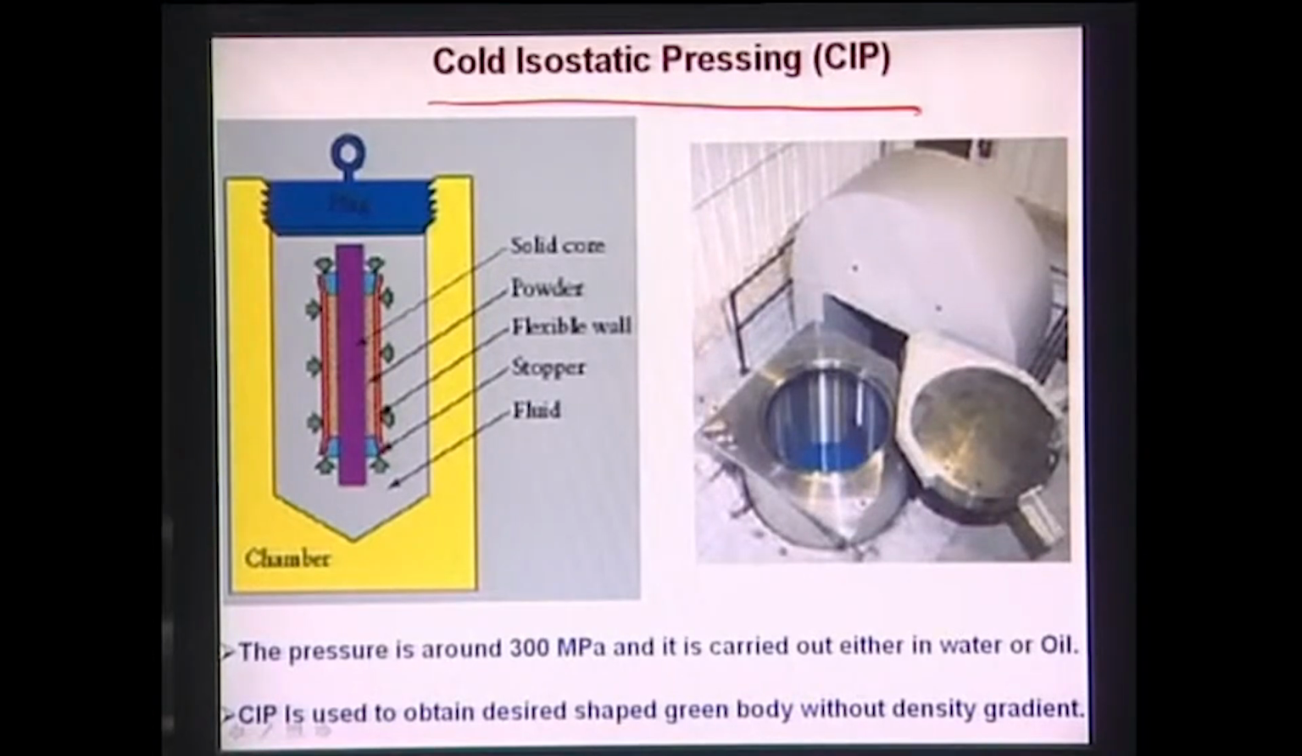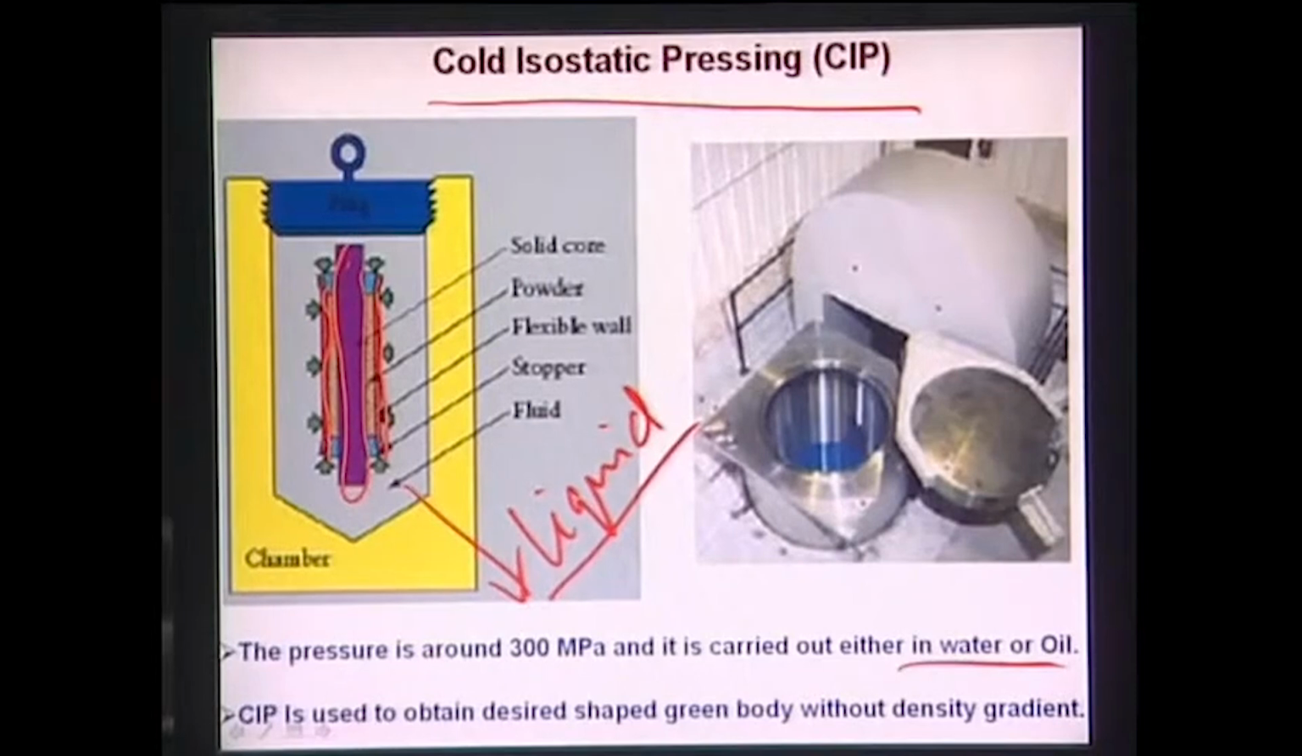Now how does cold isostatic pressing operate? You put the powder inside a balloon or a particular cavity, and then you immerse this powder body in a liquid, which can be either highly pressurized water or oil. Once it is inside the liquid, you apply pressure from the top, and this pressure can be as high as 300 MPa or a little higher.